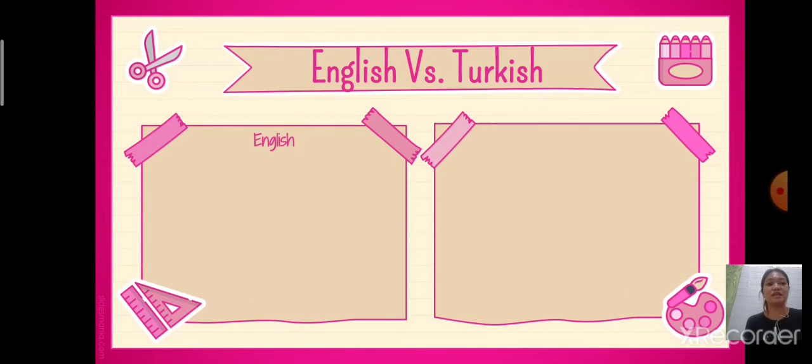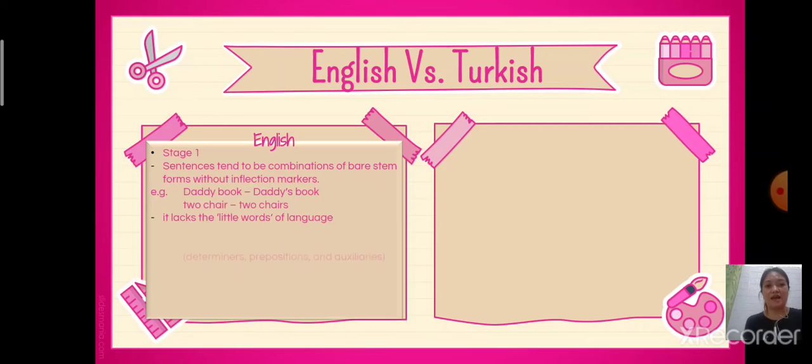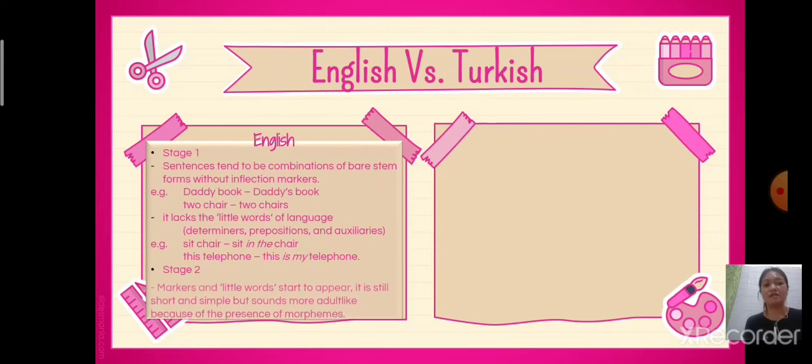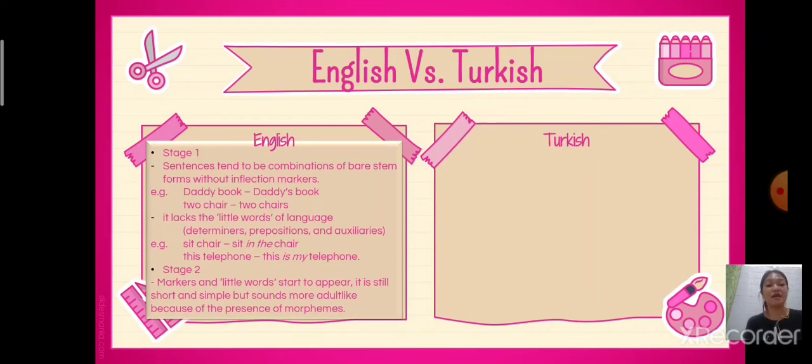About the child in English and in Turkish, there are also differences in how they acquire language. For example, an English child has this stage 1 of language learning where sentences tend to be combinations of bare stem forms. So the words are always in the bare form. For example, when we say daddy book, even though the child means daddy's book, the phrase comes out as daddy book. There are no inflectional markings. And two chair. So instead of saying two chairs, the child just simply says two chair.